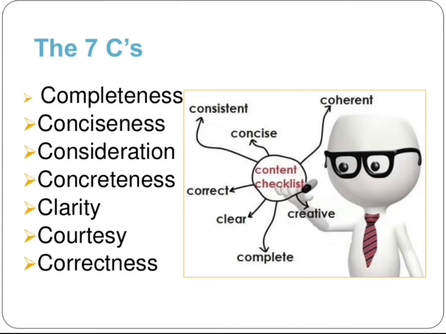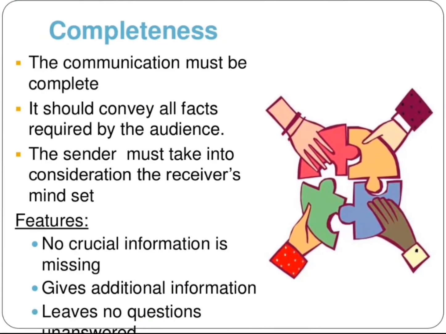So first one is completeness. Completeness means the communication must be complete. It should convey all the facts required by the audience. The sender must take into consideration the receiver's mindset.